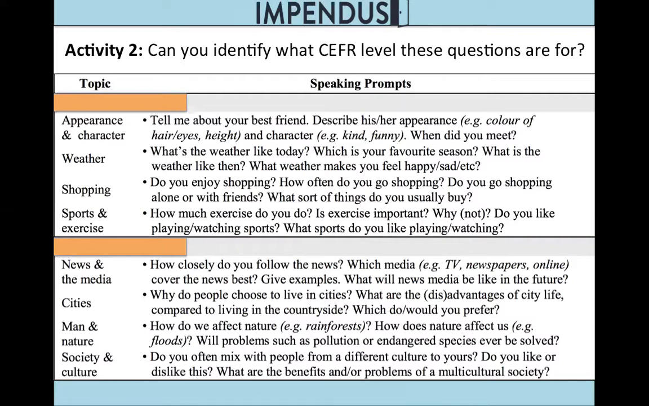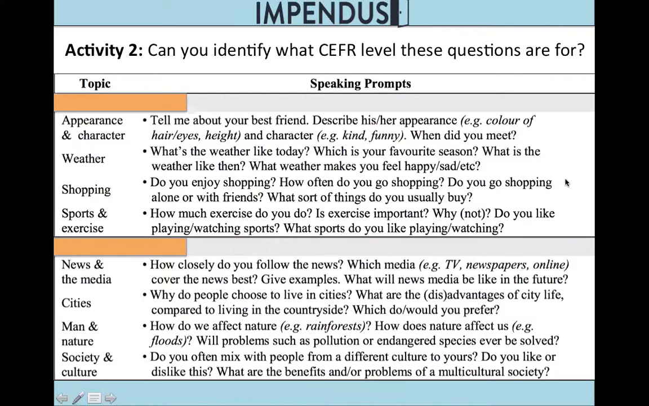So if you're having the following speaking prompts about appearance and character, weather, shopping, sports, and exercise. Tell me about your best friend. Describe his appearance. What's the weather like today? Which is your favorite season? What weather makes you feel happy or sad? Do you enjoy shopping? How often do you go shopping? How much exercise do you do? Is exercise important? Why or why not?